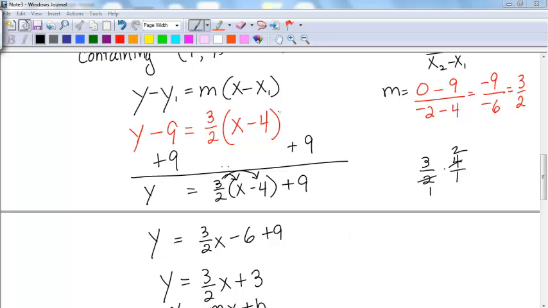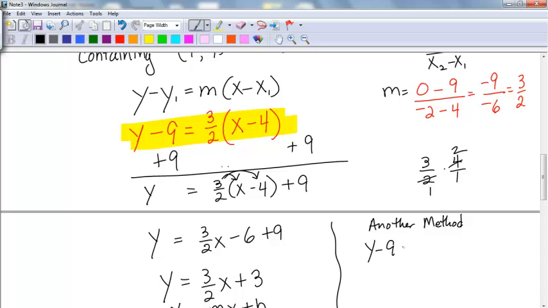Let me show you another way to do the simplifying. Now let's go back up to this. Take that, put another method over here. You have to figure out which method; you just need to be able to simplify it to get y by itself. If I take y minus 9 equals 3 halves x minus 4, this method will always work. If you take the top number and multiply it by this, and take the bottom number and multiply it by the left side, it will always work.